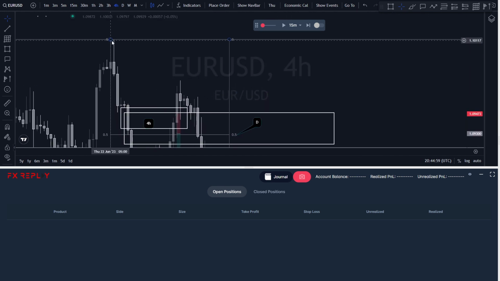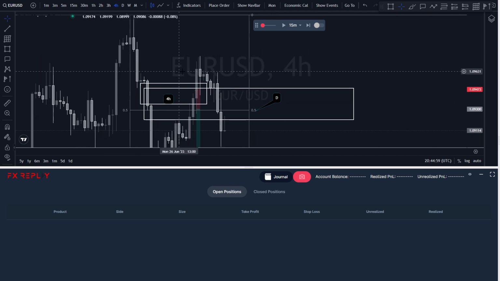Like, damn, how could I see the swing high but not the fair value gap? That's crazy. But yeah, let's just see how the next trade goes.